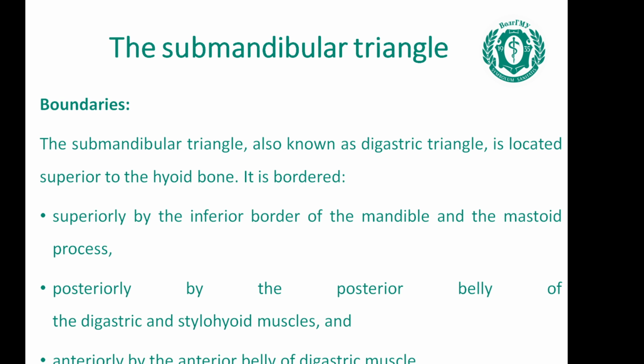Boundaries. The submandibular triangle, also known as the digastric triangle, is located superior to the hyoid bone. It is bounded superiorly by the inferior border of the mandible and the mastoid process, posteriorly by the posterior belly of the digastric and stylohyoid muscles, and anteriorly by the anterior belly of the digastric muscle.